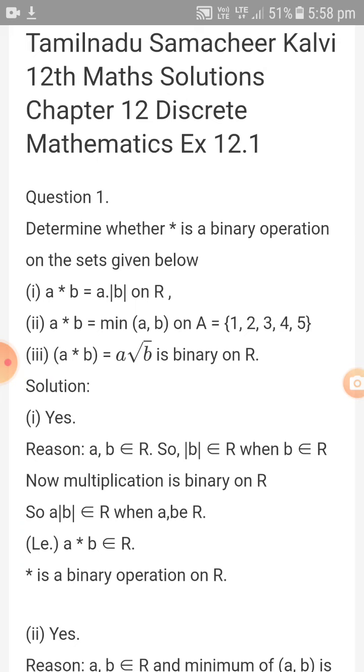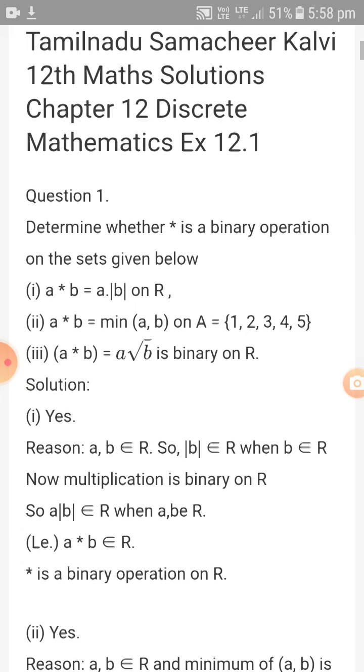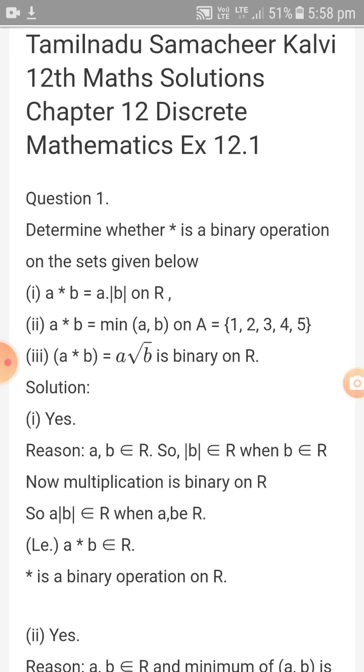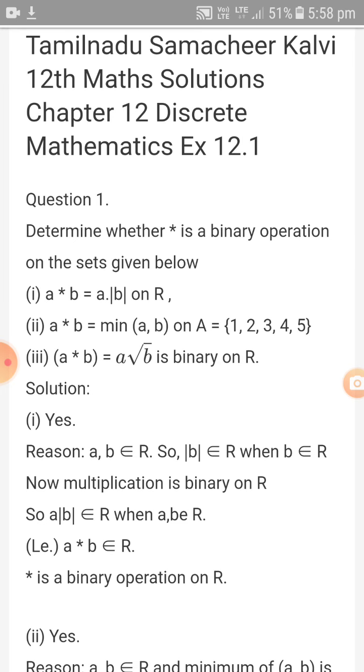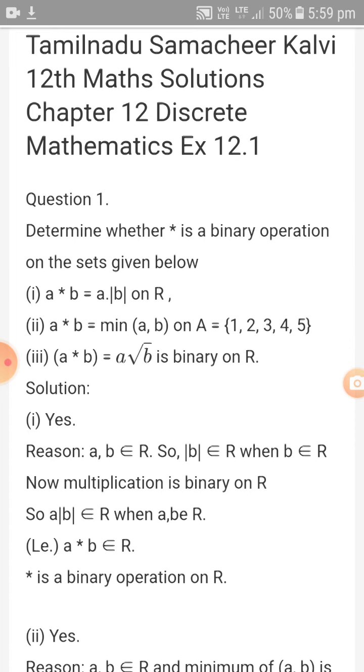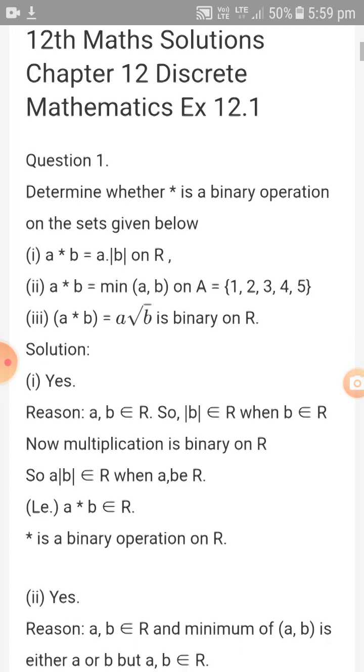Solution: yes. Here the first one is yes. Why? The reason: a, b belongs to the real numbers, so the modulus of b also belongs to the real numbers. When b belongs to the real numbers, multiplication is binary on R, so a times modulus b belongs to R. Suppose you take a negative number, the modulus of b changes it into a positive number, so that is a real number. When a, b are real, a star b belongs to R. Star is a binary operation on R. The answer is yes here.